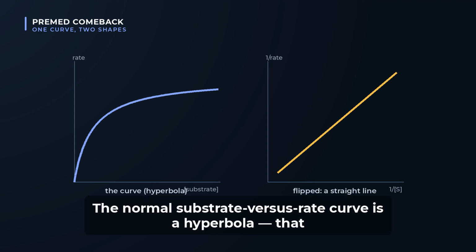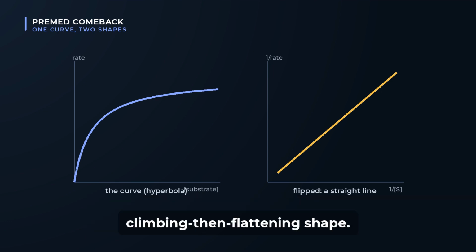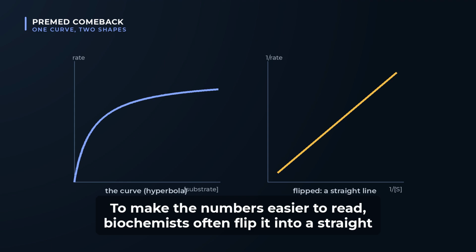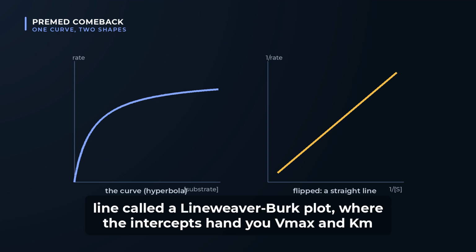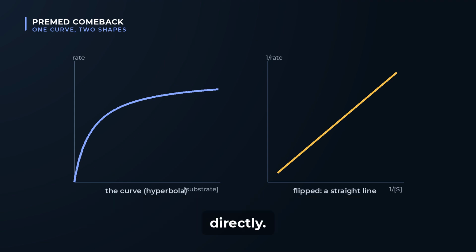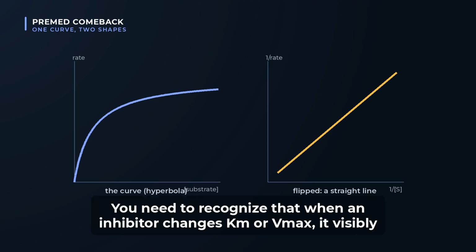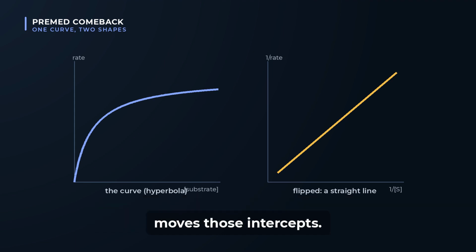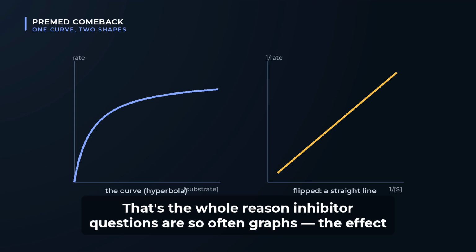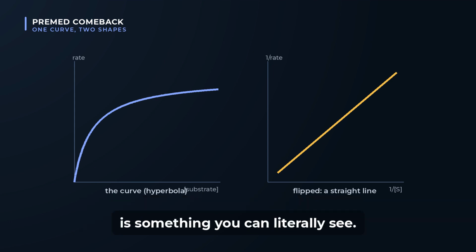One more setup piece, because the test loves showing this as a graph instead of words. The normal substrate versus rate curve is a hyperbola, that climbing then flattening shape. To make the numbers easier to read, biochemists often flip it into a straight line called a Lineweaver-Burk plot, where the intercepts hand you Vmax and Km directly. You don't need to love that plot. You need to recognize that when an inhibitor changes Km or Vmax, it visibly moves those intercepts. That's the whole reason inhibitor questions are so often graphs. The effect is something you can literally see.